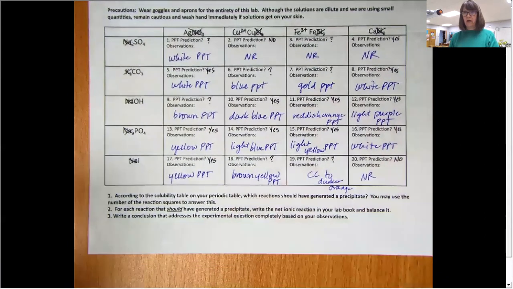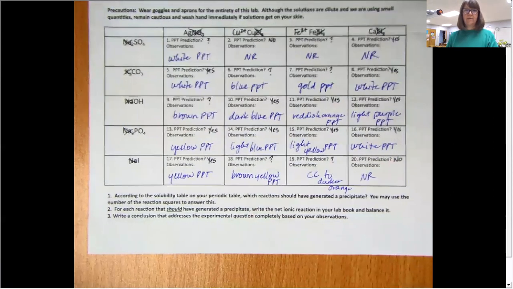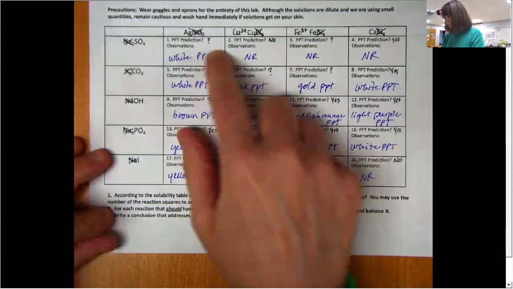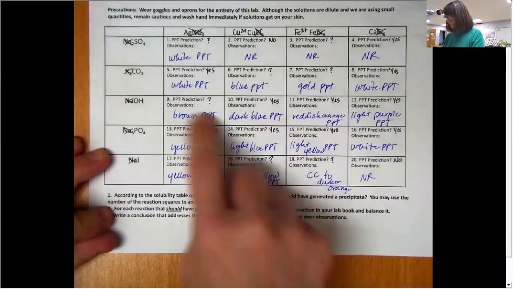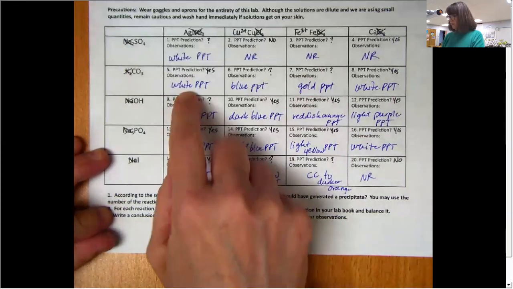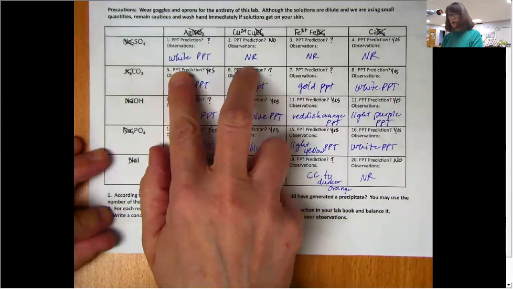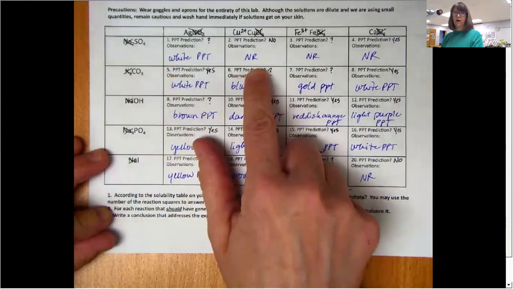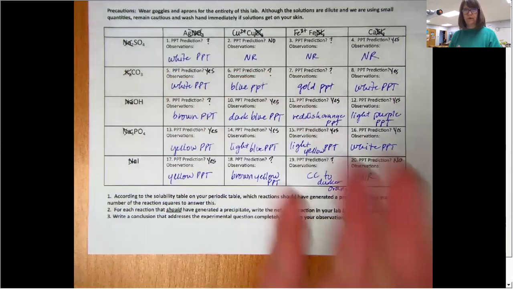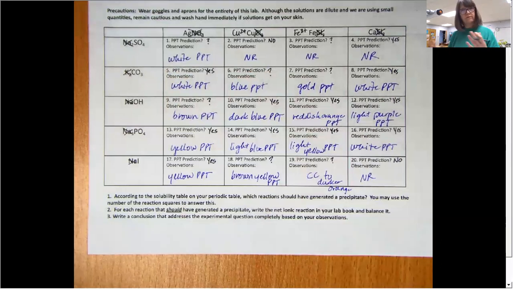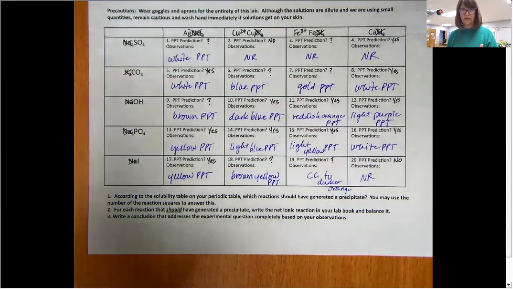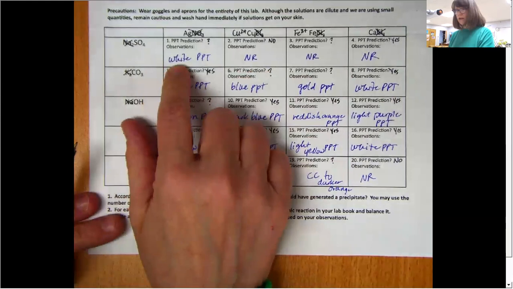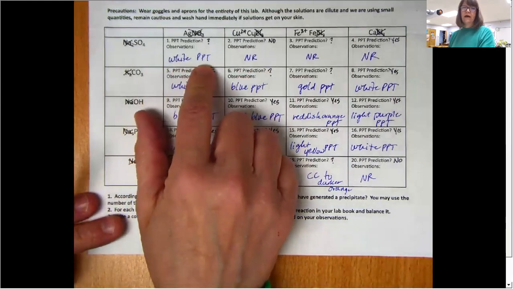If you don't have a hard copy of the data table at home, you can recreate this. But you need to have listed the different predictions and the different results. You'll notice that a lot of these are one of two choices. They either say NR, and what that means is when we put those two solutions together, nothing happened, we had no reaction, or you'll see a color and a PPT.